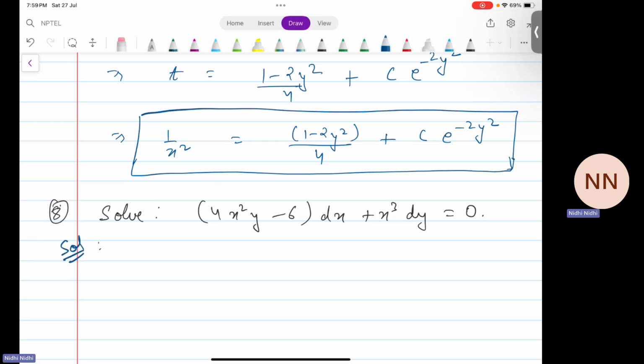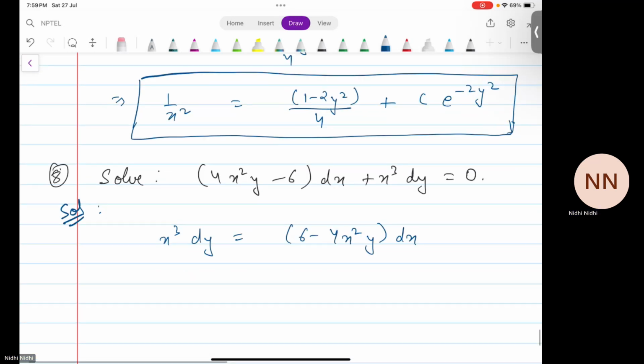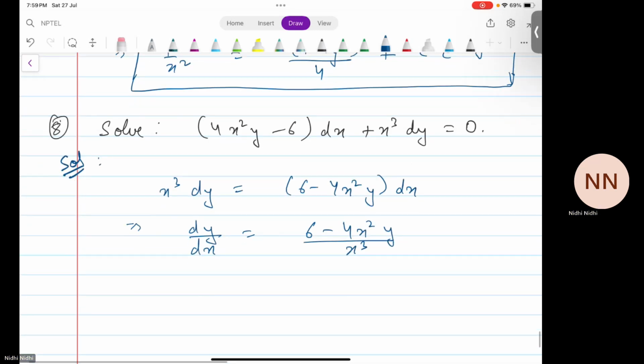We'll see how this problem can be rewritten. Let's see what is dy by dx. Let's start with the basics. We can write x cube dy is equal to 6 minus 4x square y dx. This gives us that dy by dx is equal to 6 minus 4x square y by x cube, which is 6 by x cube plus 4 by x y.